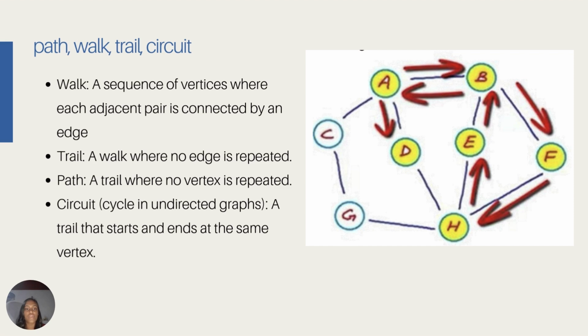Path, walk, trail and circuit. A walk is a sequence of vertices where each adjacent pair is connected by an edge. A trail is a walk where no edge is repeated. A path is a trail where no vertex is repeated. A circuit, or cycle in undirected graphs, is a trail that starts and ends at the same vertex.